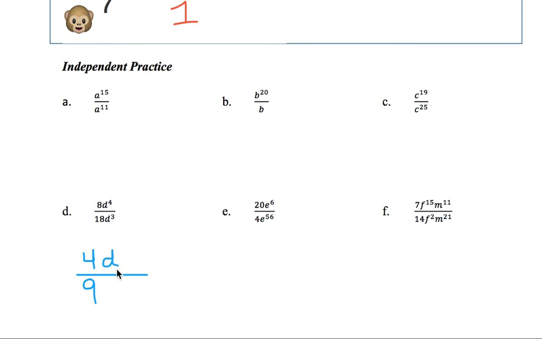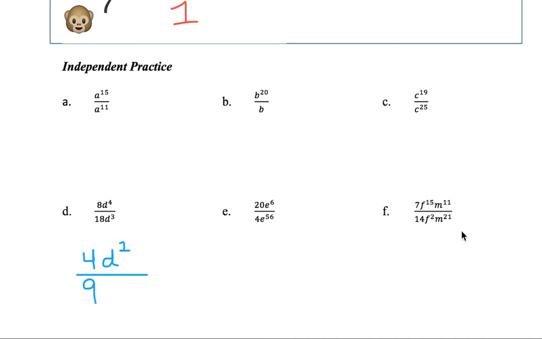And there were more good dinos to start with, so that 1 dinosaur is going to be on the top. And we don't need the 1 if we don't want to put it. We could leave that off if we want. All right, let's look at letter F.